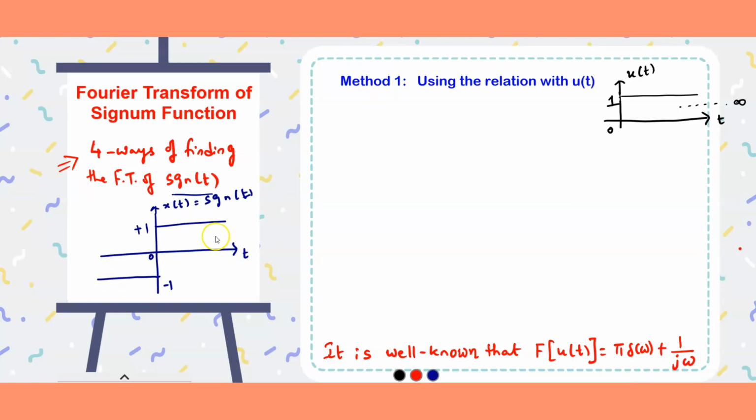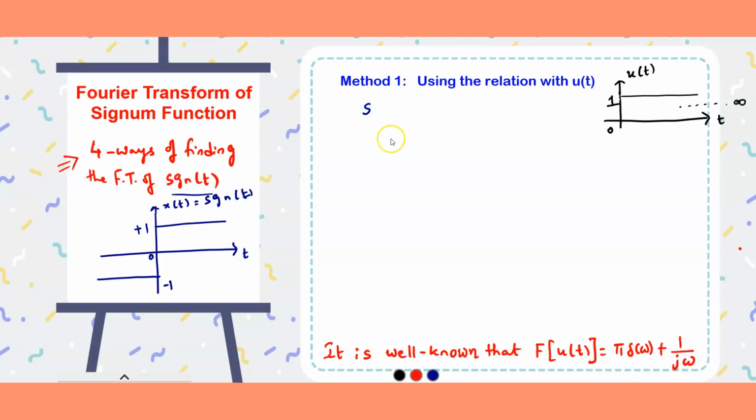So actually the problem with the signum of t is that it is a discontinuous signal, and therefore it does not satisfy the Dirichlet conditions, and therefore we cannot directly evaluate its Fourier transform using the formula. So we have to use some special methods for that, and here we are going to see four such methods. So the first method is using the relation of signum of t with the u of t.